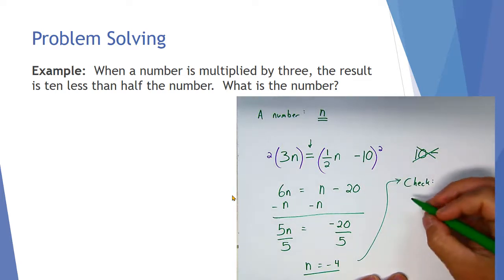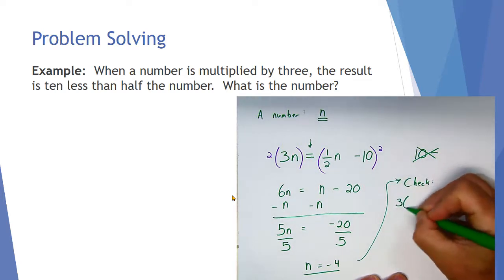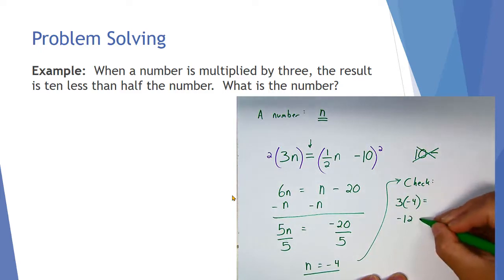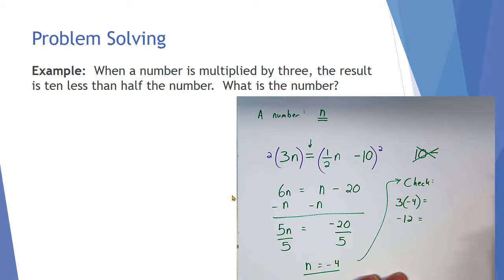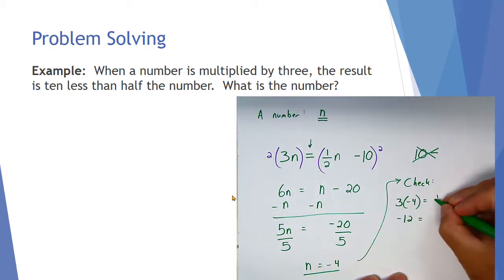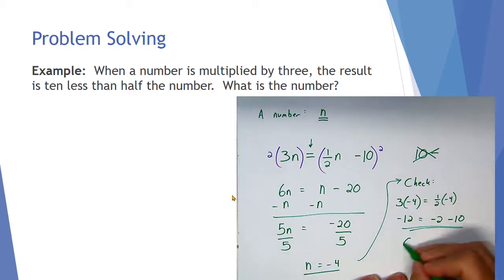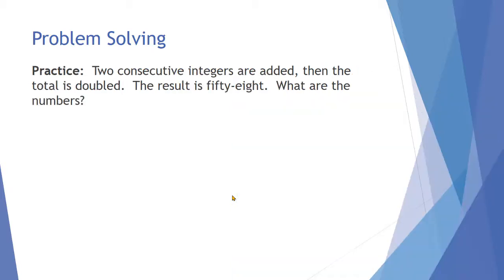When a number is multiplied by 3, so if we take 3 times negative 4, of course we get negative 12. The result should be equal to 10 less than half our number. Well, if our number is negative 4, then half of our number would be negative 2, and 10 less than that would be negative 12. So yes, it works out just fine. We got our solution.